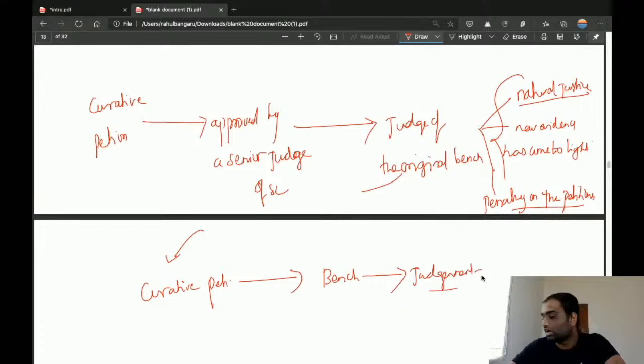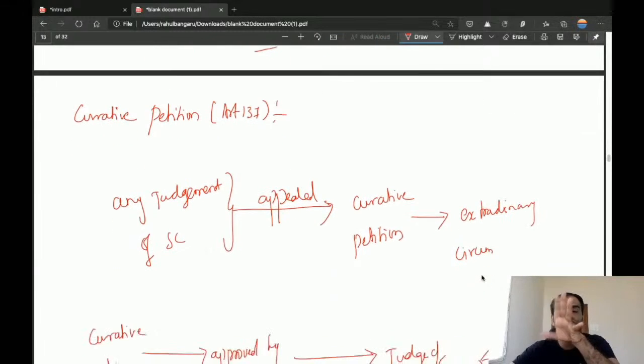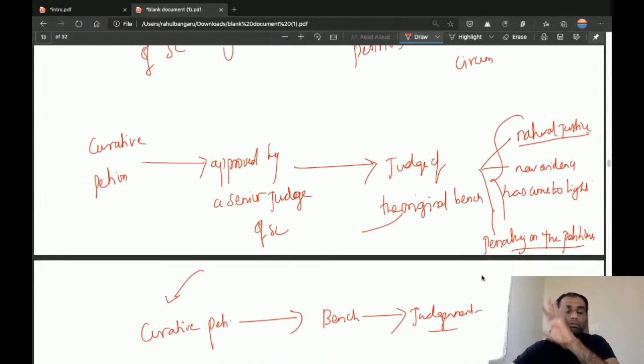Okay, so this is how curative petition works, everyone. As I mentioned before, curative petition will be used by the Indian Constitution only as a last resort. There have been a number of safeguards implemented. First, a curative petition has to be approved by a senior judge of the Supreme Court.